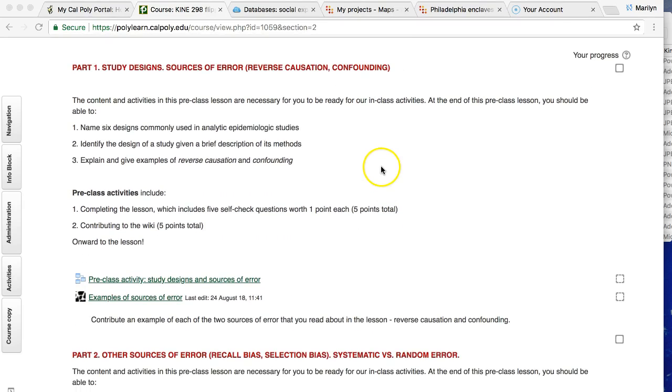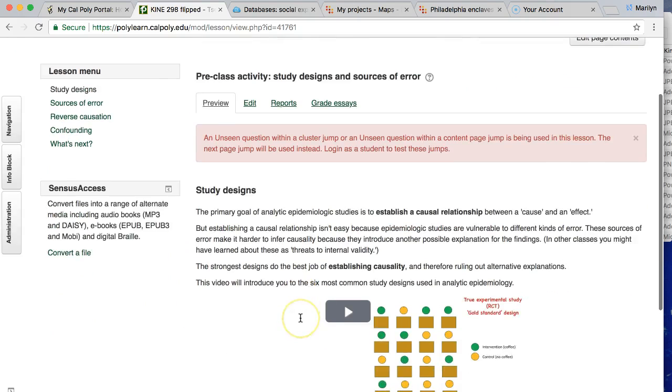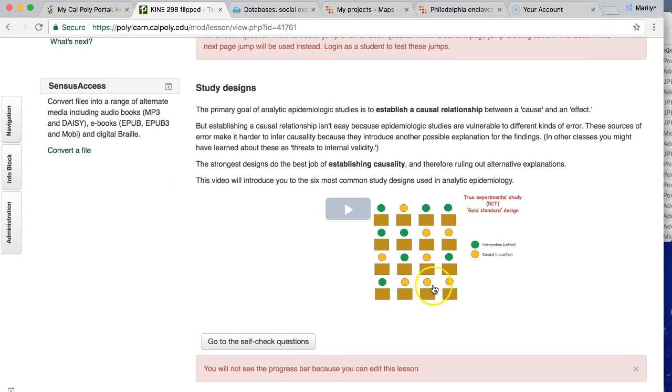For part 1, here were the lower order thinking objectives for the pre-class activities: name 6 designs, identify the design given a brief description of a study, and then give examples of reverse causation and confounding. I spell out what the pre-class activities are, and I created a lesson here for the pre-class activity. So we can take a quick look at it. It starts with an introduction, and this is the video that I created that I provide a YouTube link to.